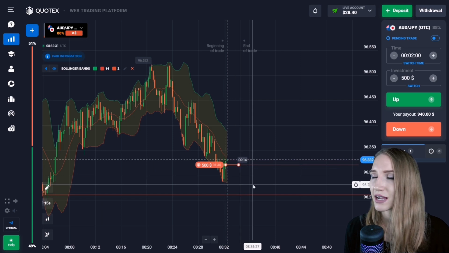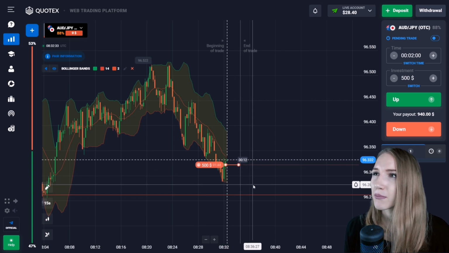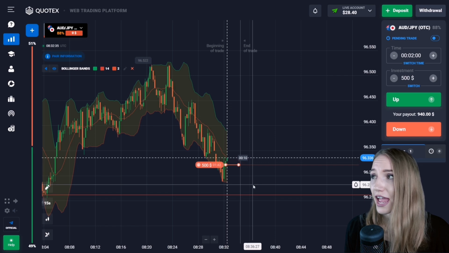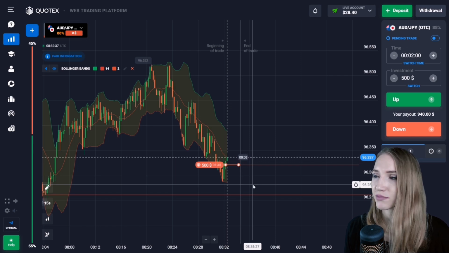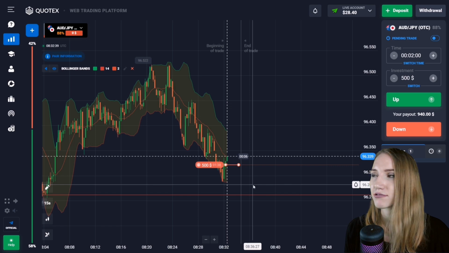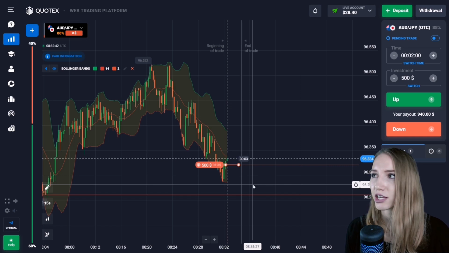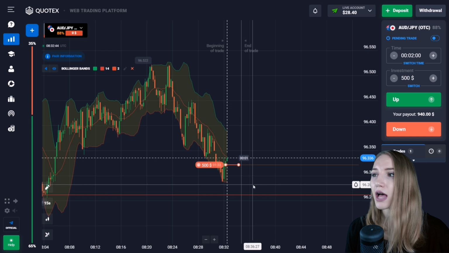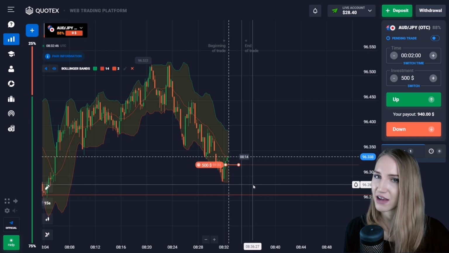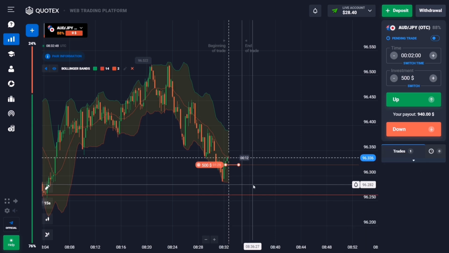I think that the price is likely to bounce from this moving average and will be moving towards the support level, because this is the downtrend, and it means that this is a very good potential for a decrease. The price will move down and we have to check it.